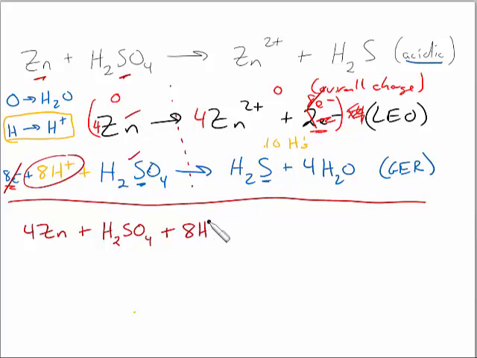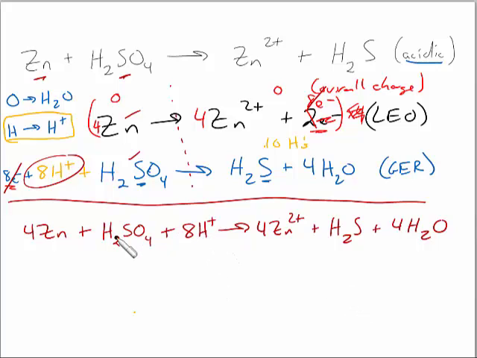So I got 8 protons. Same thing over here. I need 4 zinc cations. And I need to bring in the hydrogen sulfide, and now 4 water molecules. And that is my balanced equation. If I went in and counted everything up, it should be fine.